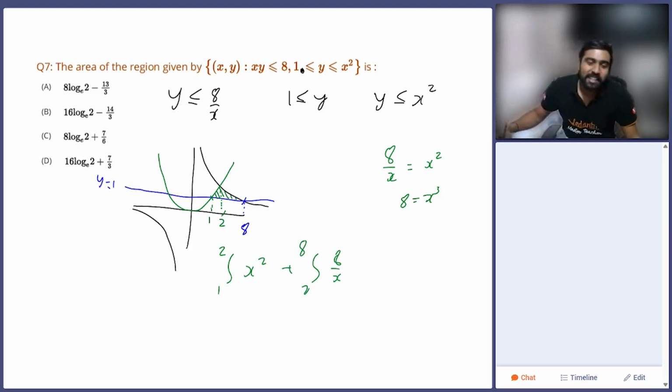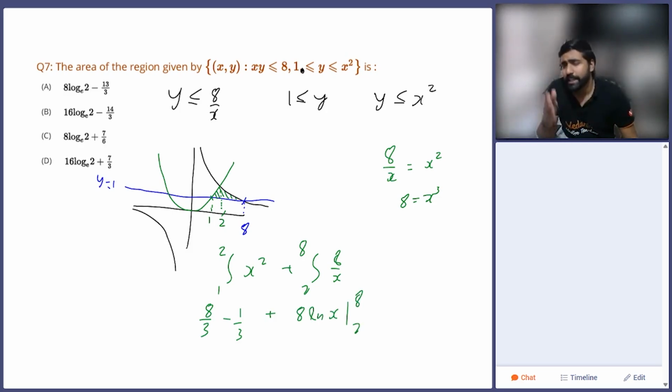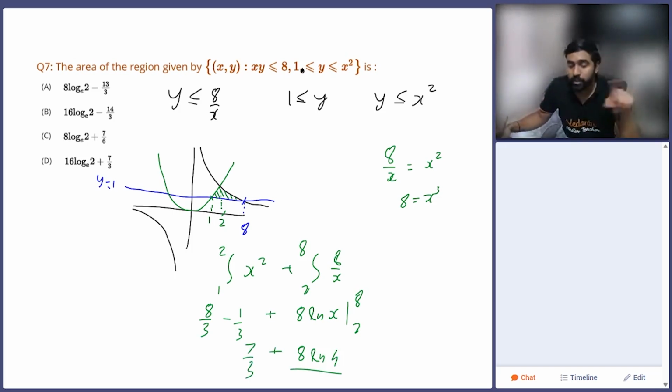That's it. So the integral of x square is x cube by 3, so 8 by 3 minus 1 by 3, plus the integral of 8 upon x, which is 8 ln x from 2 to 8. So 8 times ln 8 minus 8 times ln 2. That's 8 times (ln 8 minus ln 2), or I can write that as 8 times ln 4, right? 8 by 2. And over here I have plus 7 by 3. What is 8 times ln 4? I can write ln 4 as ln 2 square, which is equal to 2 times ln 2.